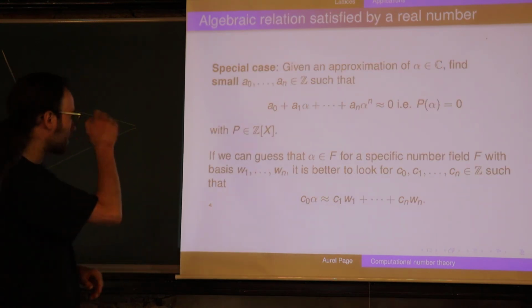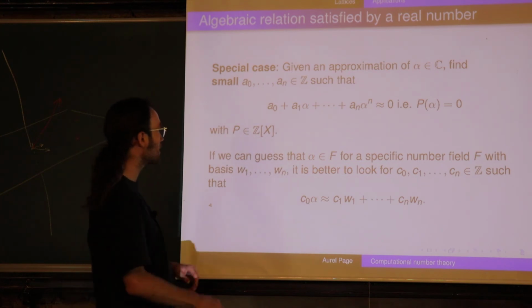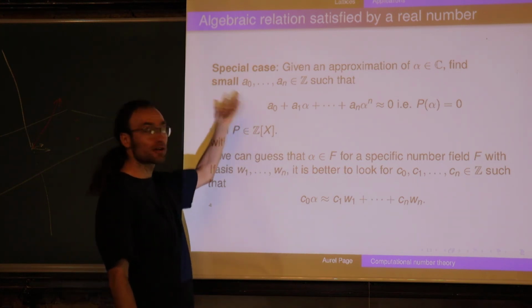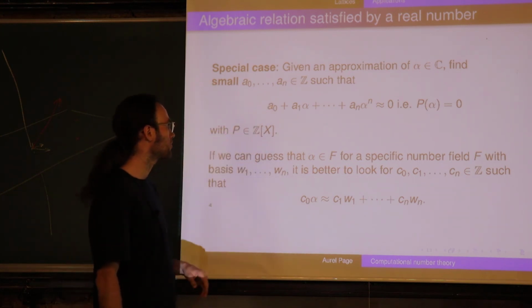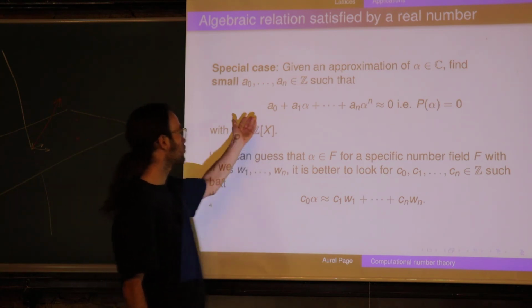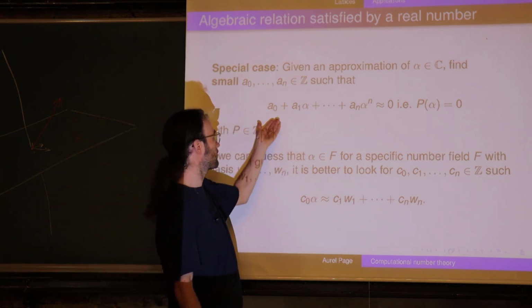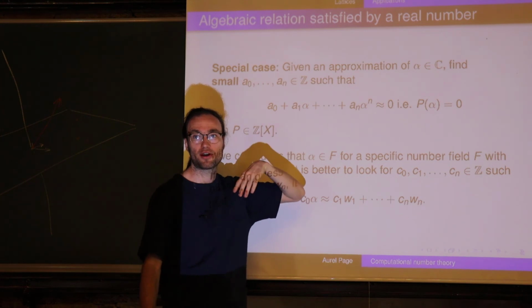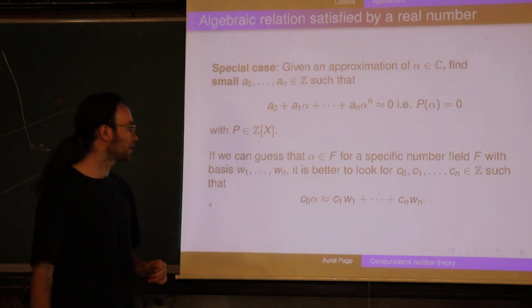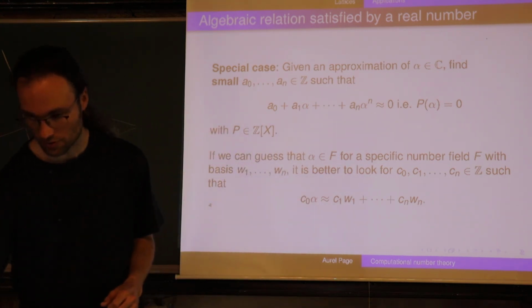Okay, a variant of that is looking for algebraic relations satisfied by a single complex or real number given by approximations. You just use the same thing as before, but with powers of alpha. Okay, I'm not going to give more details about this.